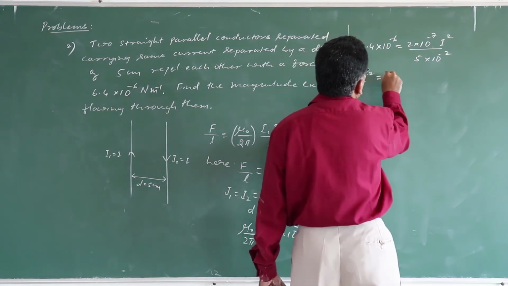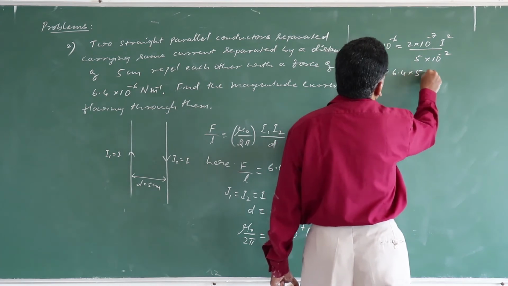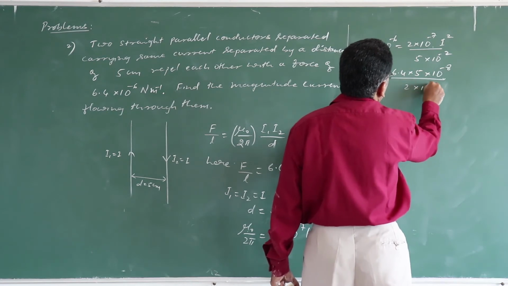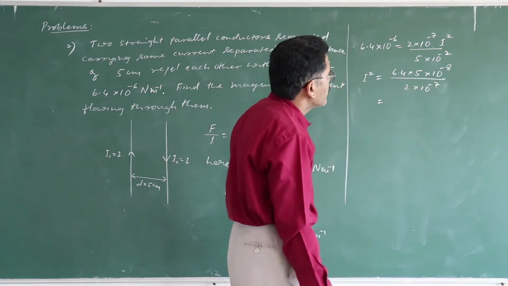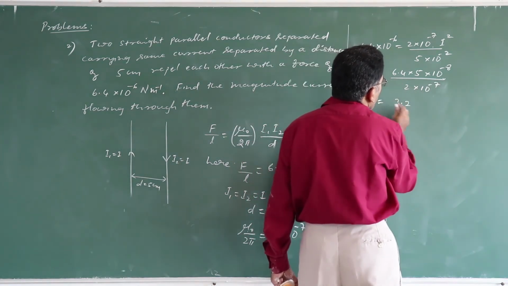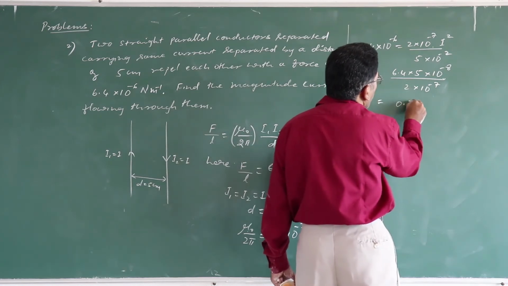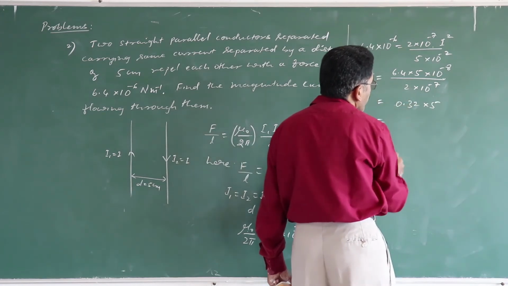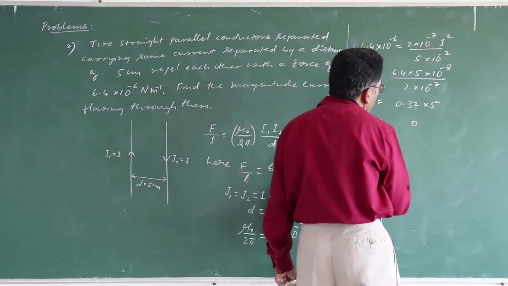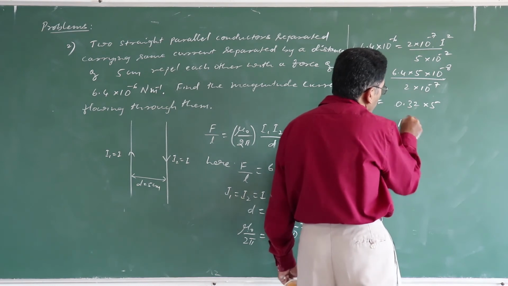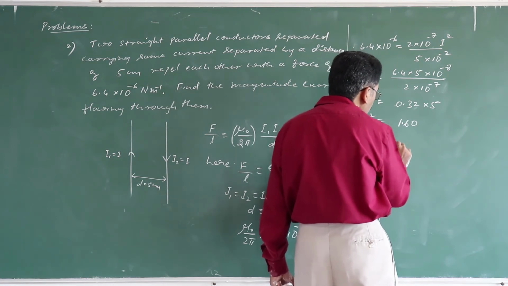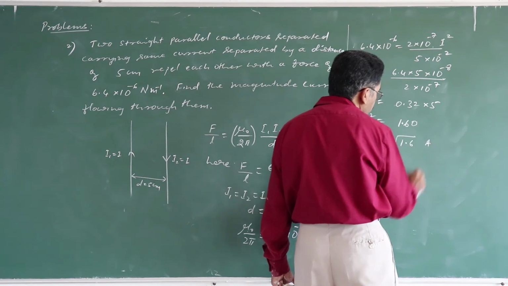I square is equal to 6.4 into 5 into 10 raised to minus 8 divided by 2 into 10 raised to minus 7. This is 3.2, or this can be written as 0.32 into 5, 1.6. I square is equal to 1.6. I is equal to root of 1.6 ampere.